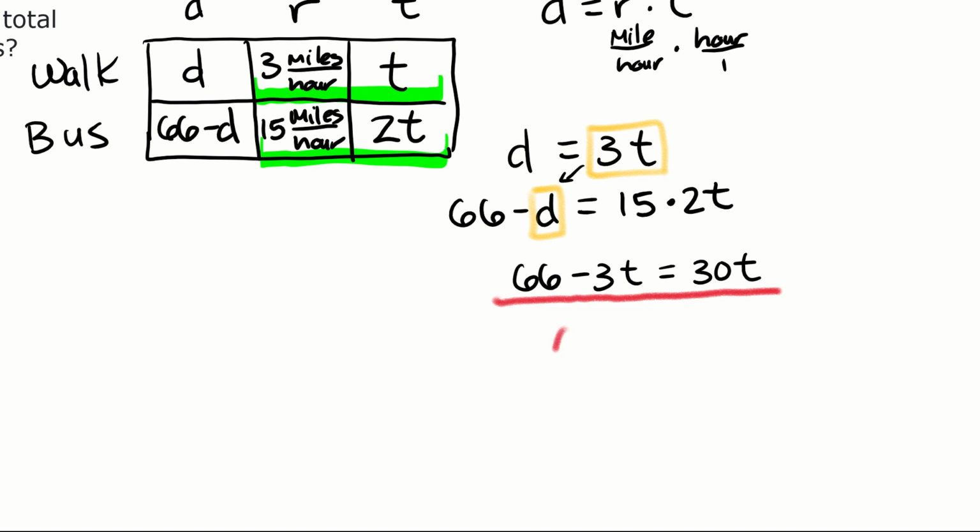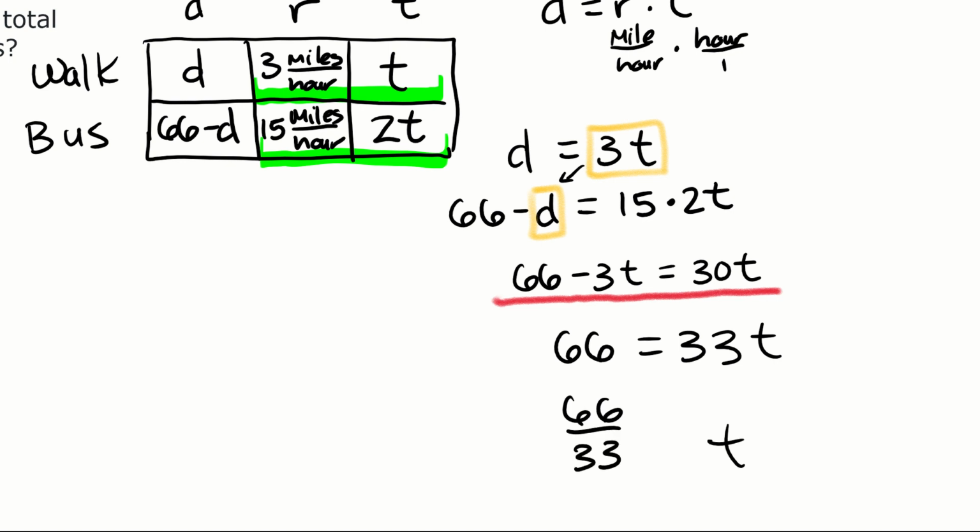So let's try this by adding 3t to both sides. If I do that correctly, using the addition property of equality, not something I make up, I'm going to get 66 is equal to 33t. And even I know that 66 divided by 33 is 2. So t is 2 hours.